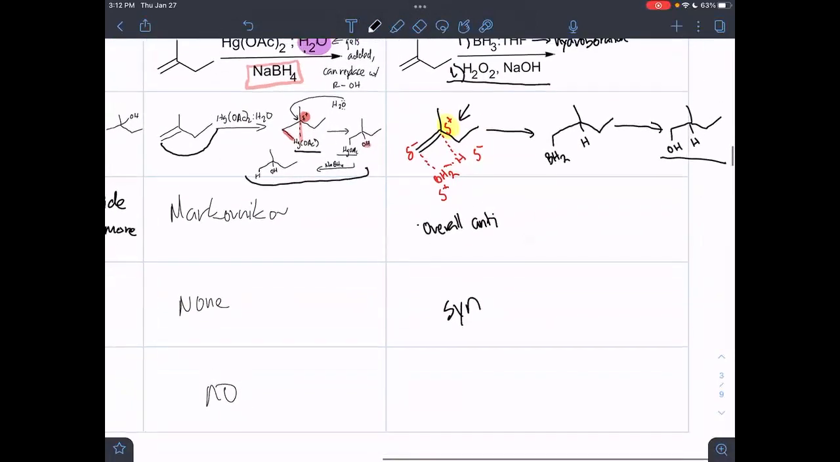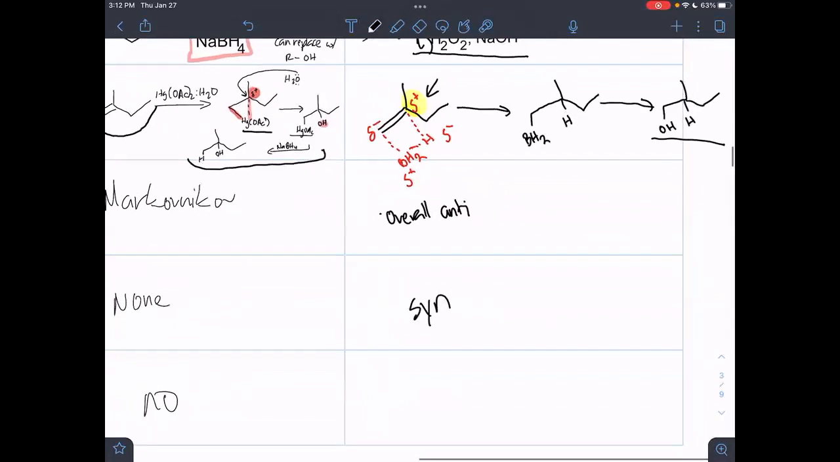And what about rearrangements? Are rearrangements possible? Is there a carbocation step? There is no official carbocation step. We have a weird partial positive thing like we did in oxymercuration-demercuration, but it's not a real carbocation. We can't do rearrangements.